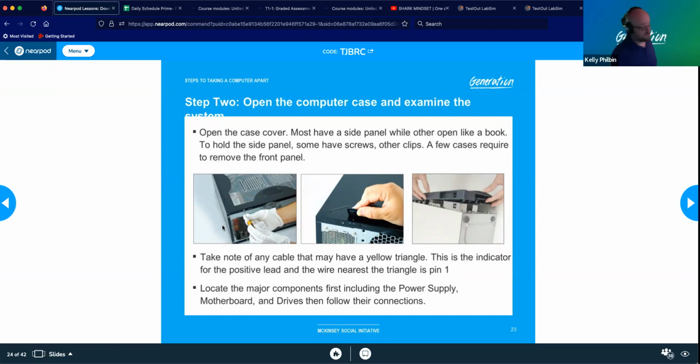One of the biggest ones for that would be CPUs. But even they have notches on them now, so they can only go in one way. But on the CPU and on the motherboard, you'll have a little yellow triangle, and that's an indicator that you're nearest to pin 1, the first pin. Questions on this?